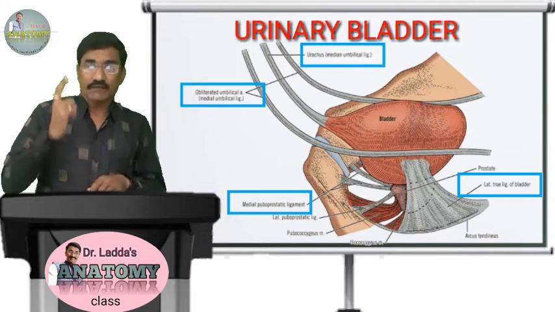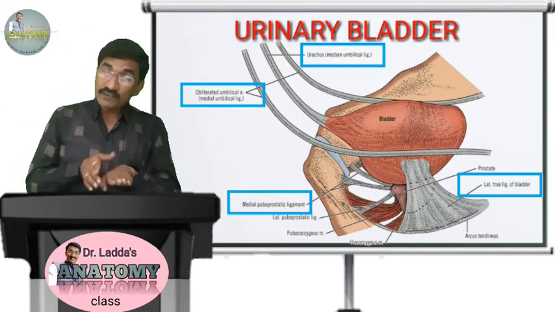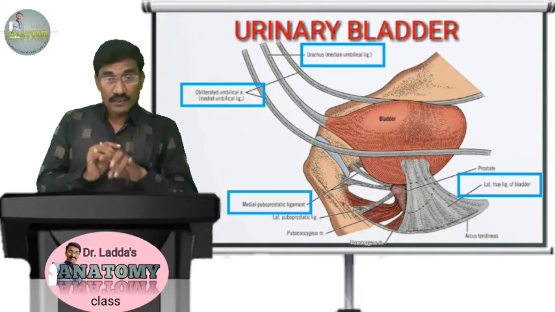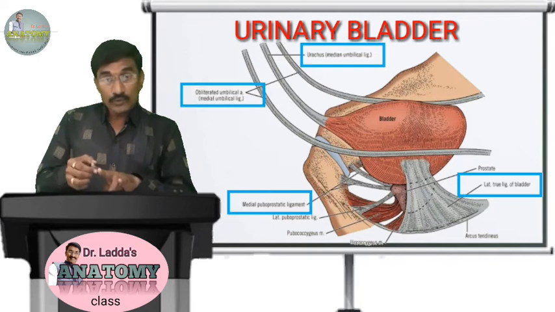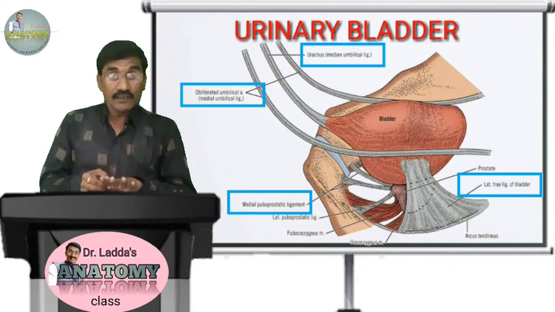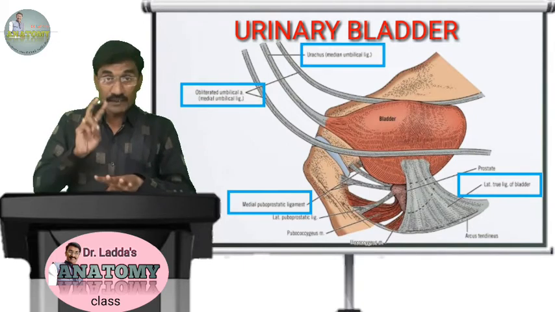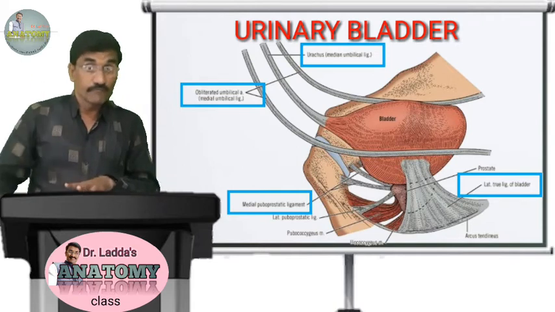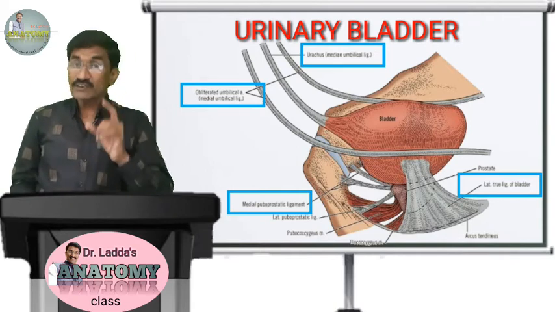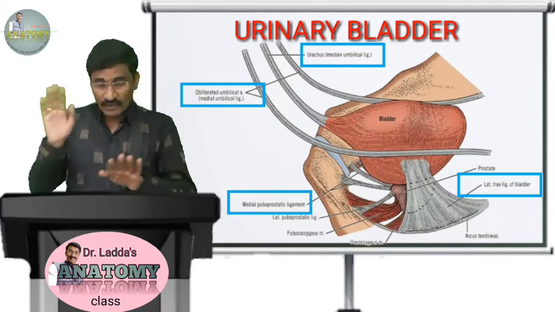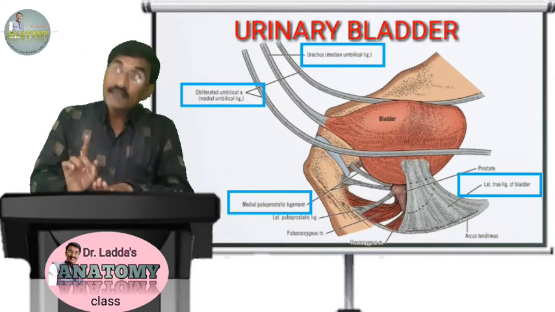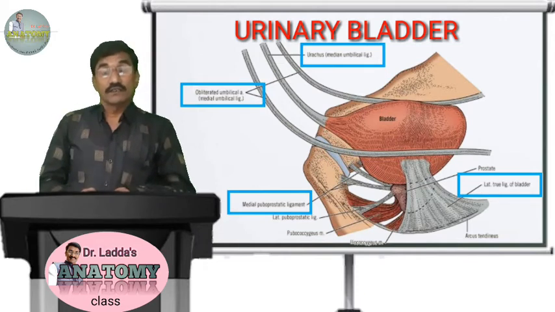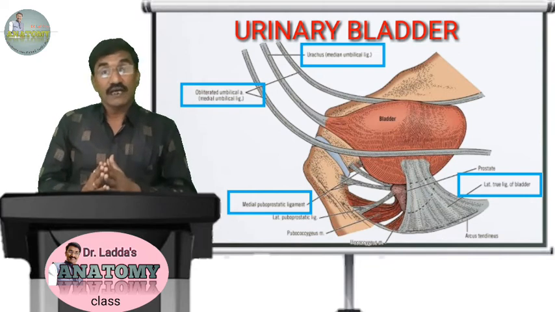Among the true ligaments, let's have a small revision. There are 2 lateral true ligaments. Number second, lateral puboprostatic in male and lateral pubovesical in female. Number third, median puboprostatic in male, median pubovesical in female. Why vesical in female? Because in female there is no prostatic gland. Now the next ligament is the median umbilical ligament, which attaches the bladder to the umbilicus, and the last one is the posterior ligament. So these are the ligaments.